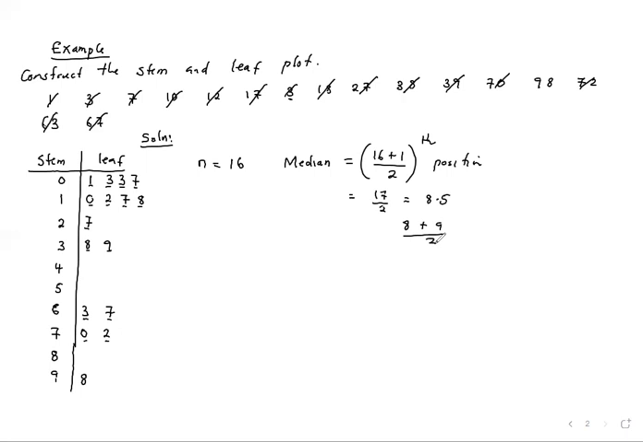So counting to the 8th term: 1, 2, 3, 4, 5, 6, 7, 8. That is 18 plus 19, that's 27 over 2. So get 27 plus 18 divided by 2, 22.5. 22.5. This is our median.